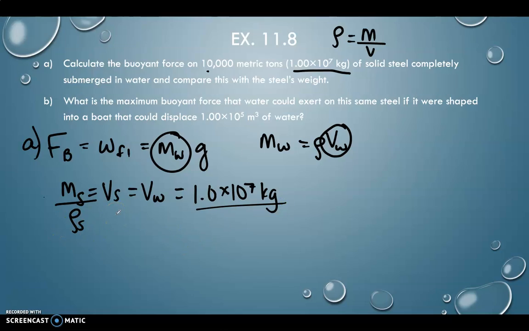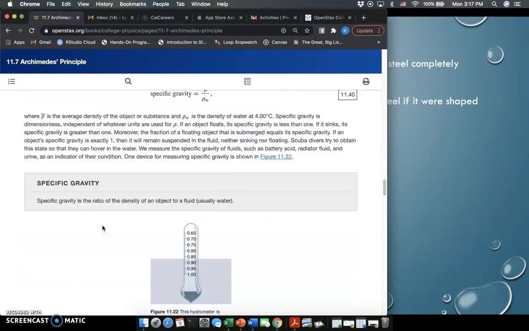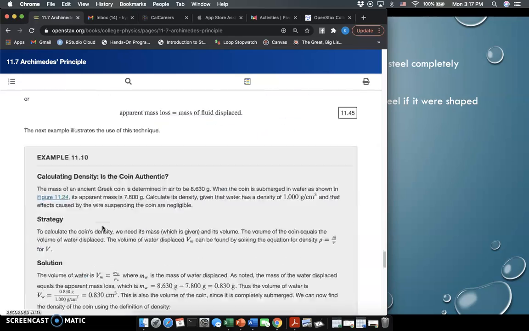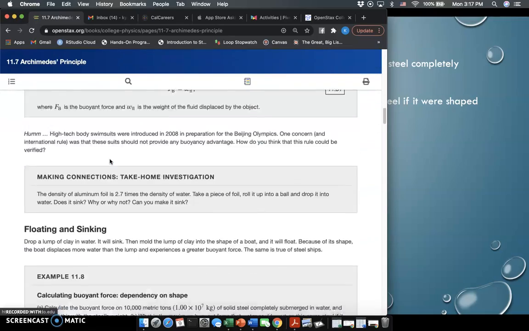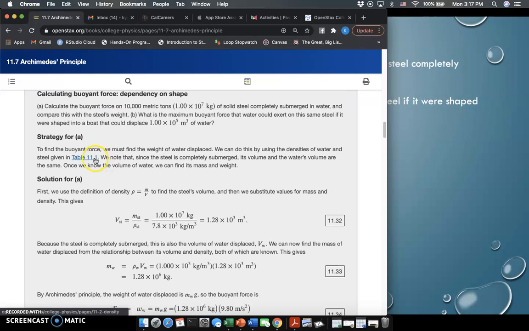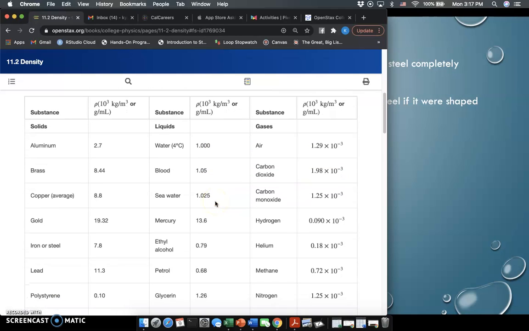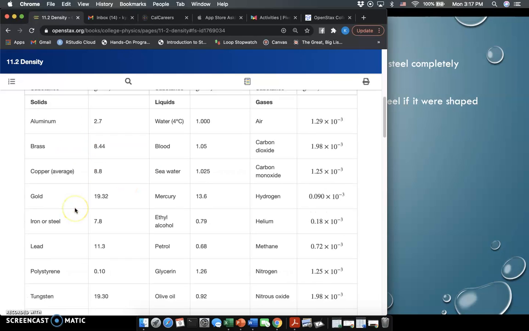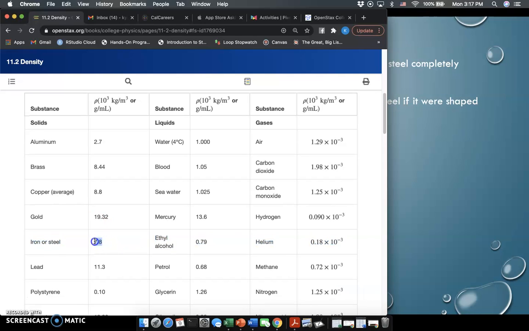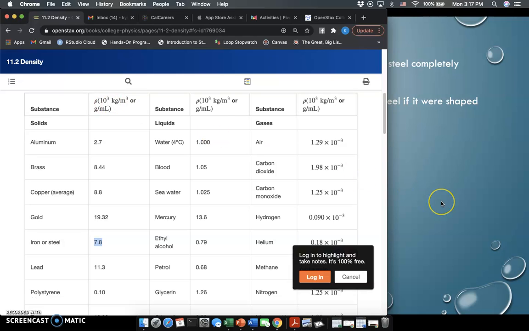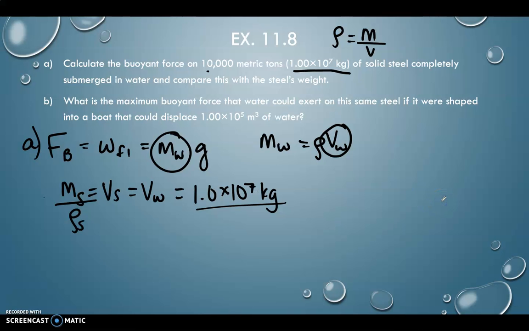And our density of the steel, we should be able to find on this page, or maybe earlier in the chapter, 11.1. Yes. So let's see. Steel, iron or steel, right there. This is going to be the density: 7.8 times 10 to the 3rd kilograms per meter cubed. So we can put that in, 7.8 times 10 to the 3rd kilograms per meter cubed.